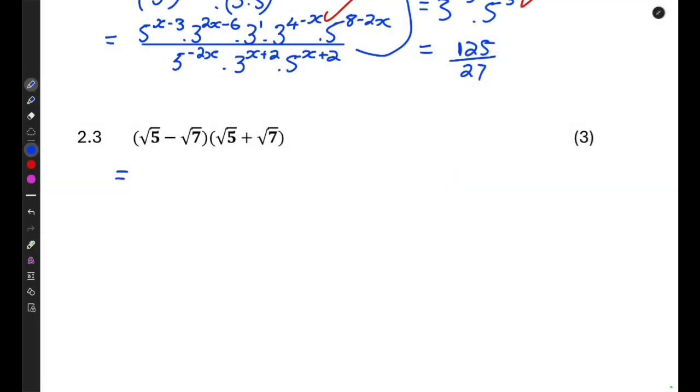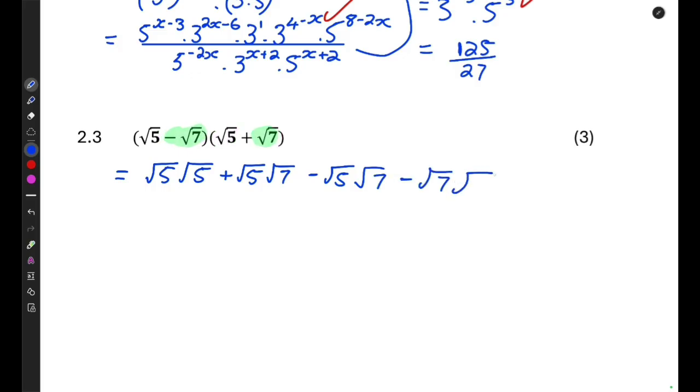Question 2.3. So I am just going to FOIL. If I look at the firsts, it's going to be root 5, root 5. If I look at the outers, it's going to be plus root 5, root 7. The inners will be minus root 5, root 7. And then the lasts would be minus root 7, root 7.